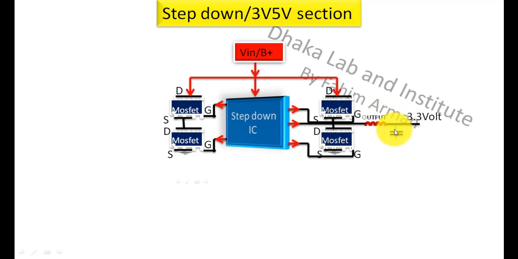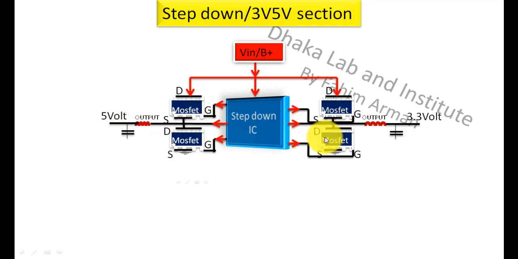and by this coil, this 3.3 volt will be filtered, and it will also be filtered by this capacitor. At the same time there will also be a phase from the step down IC, and after getting the high low signal from this MOSFET, there will be 5 volt, and from the output coil this voltage will be filtered, and it will be pure 5 volt DC. There is a polar capacitor, and by this capacitor there will be pure DC voltage.